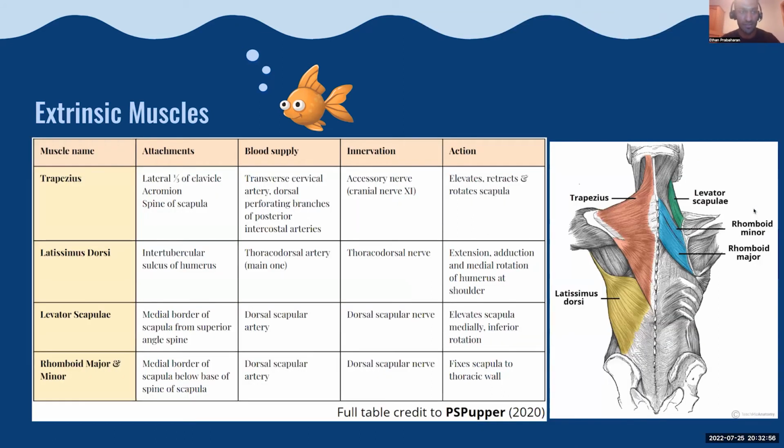All right, let's jump to the next slide. Here are the attachments, blood supply, innervation, and action of each of the muscles. You don't need to know the blood supply, but I think the rest is definitely worthwhile having a look at.